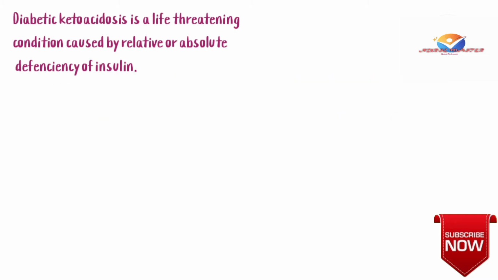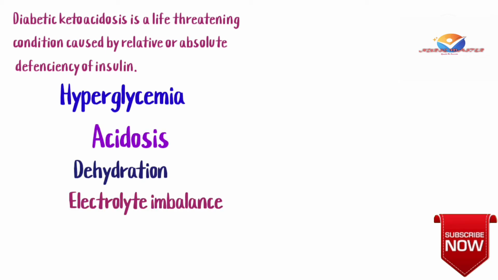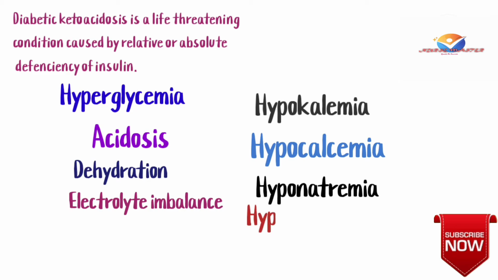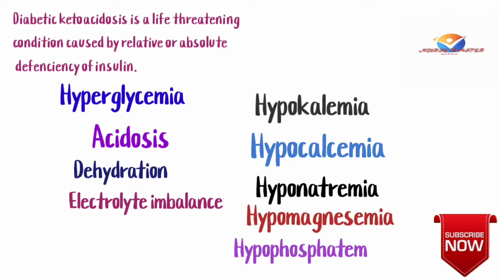Common clinical features of diabetic ketoacidosis are hyperglycemia, acidosis, dehydration, and electrolyte imbalance such as hypokalemia, hypocalcemia, hyponatremia, hypomagnesemia, and hypophosphatemia.